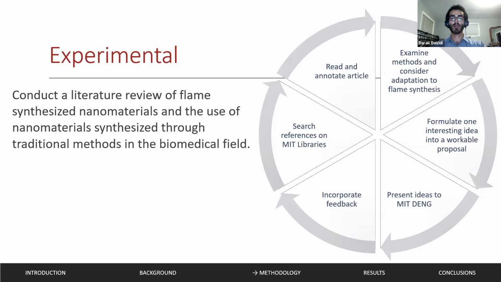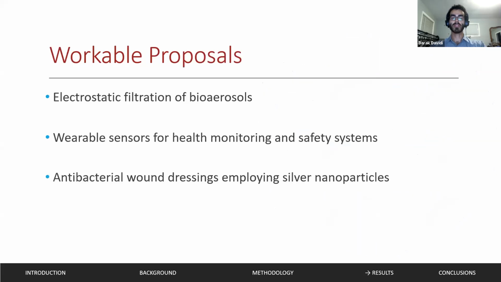I read and annotated articles, examined the methods section, and considered adaptations for flame synthesis. I attempted to form one interesting idea into a workable proposal and presented these ideas to my lab. I incorporated their feedback and searched for new articles. The results are comprised of a series of workable proposals for MIT Dang. The topics are listed here and will be discussed in detail for the remainder of the presentation.